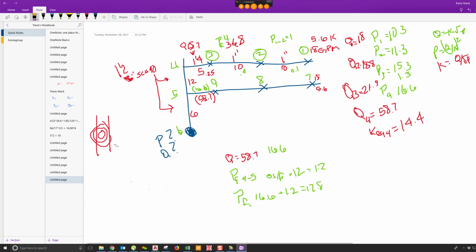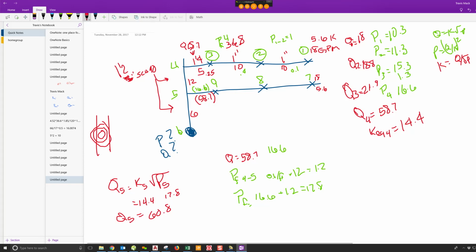So my Q5 equals the K factor at 5 times the square root of the pressure at 5. So we said my K factor was 14.4 and the pressure was 17.8, times the square root of 17.8. So I come up with 60.8 gallons. I'm going to erase that, make it look a little bit better. Do you understand that? Do you guys see how I got that?